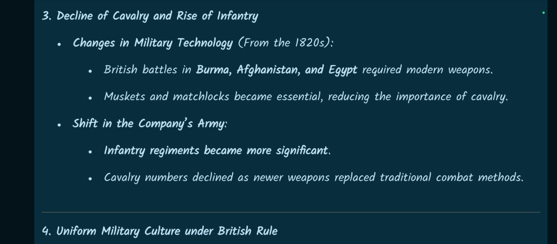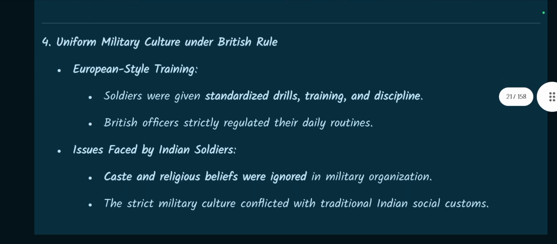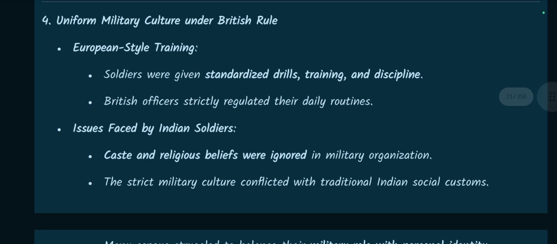There was a shift in the company's army. Infantry regiments became more significant. Cavalry numbers declined as newer weapons replaced traditional combat methods. Number 4: Uniform military culture under British rule.